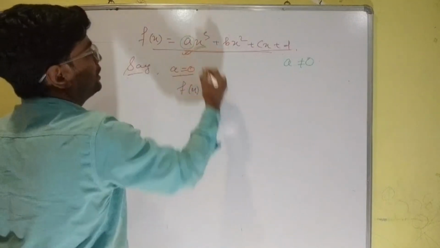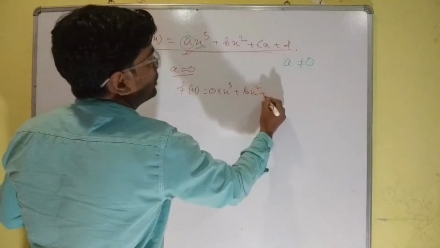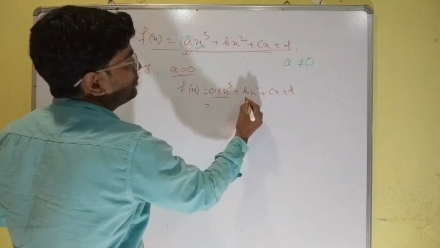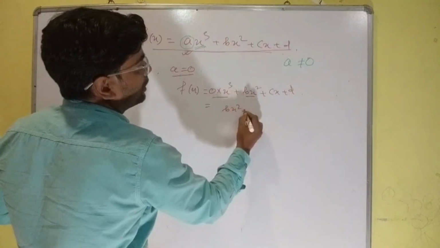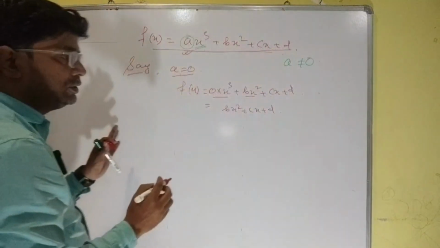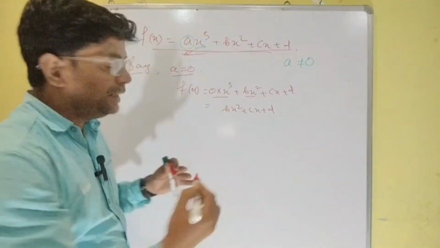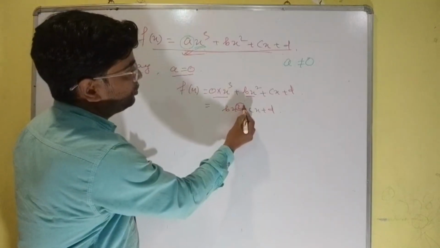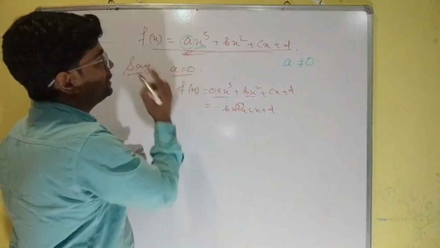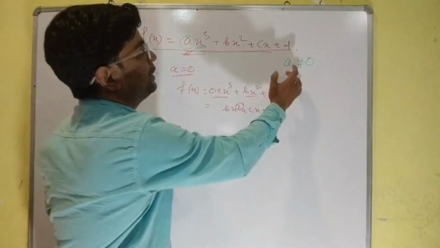f of x is equal to, substituting a is equal to 0 here, 0 into x cube plus bx square plus cx plus d. Now this term becomes 0. It means bx square plus cx plus d. If a is equal to 0, then this term becomes 0. Then the degree of this polynomial becomes 2. This is important. If a is equal to 0, f of x cannot be a cubic polynomial.